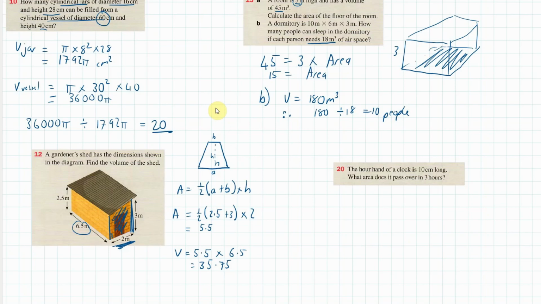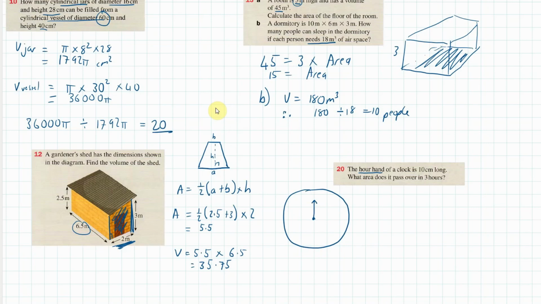So this last one, we've got the hand of an hour clock, and we're trying to find out the area it passes over in 3 hours. So let's just imagine we start at 12 o'clock. We're talking about the hour hand. The first time I did this, I wasn't paying attention and assumed we're talking about the minute hand.